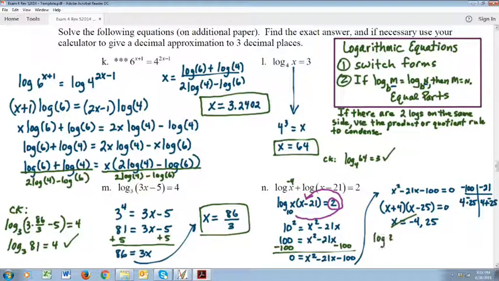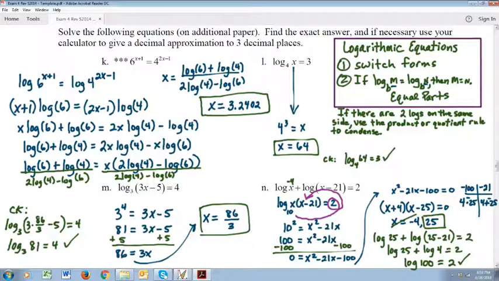Now if we plug in the 25, this becomes the log of 25 plus the log of 4 equals 2. And we can use the product rule, and it'll be the log of 25 times 4, or the log of 100 equals 2. And that is true because my base is 10. 10 squared is 100. And so the 25 does check, and so that's my only answer.